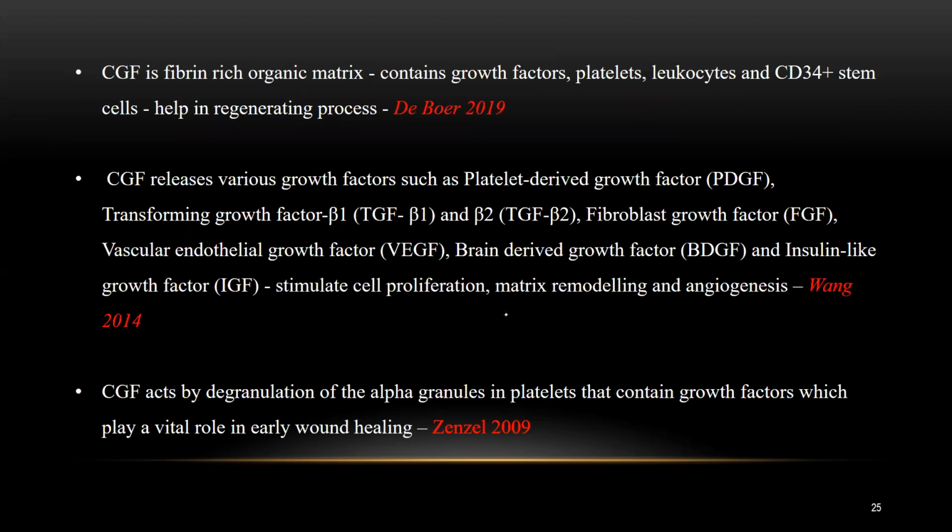Now, in our study, we had used concentrated growth factor. As I had mentioned earlier, it is a fibrin-rich organic matrix, which contains growth factors, platelets, leukocytes, and CD34 positive stem cells, and it helps in the regenerating process. This CGF releases various growth factors like platelet-derived growth factor, transforming growth factor, and fibroblast growth factor, and all these factors help to stimulate cell proliferation, matrix remodeling, and angiogenesis.